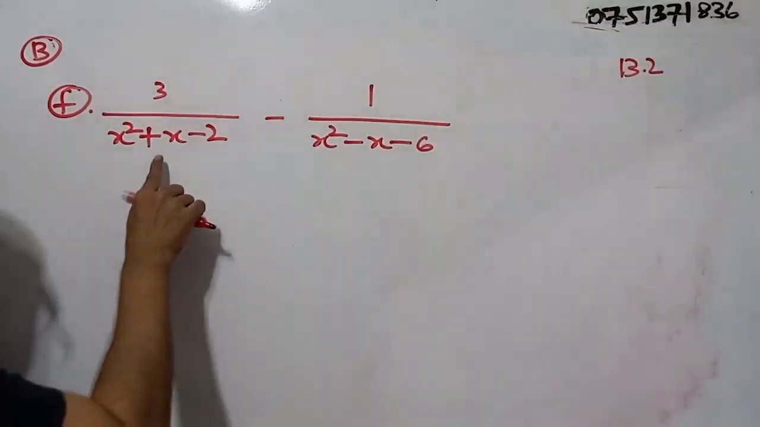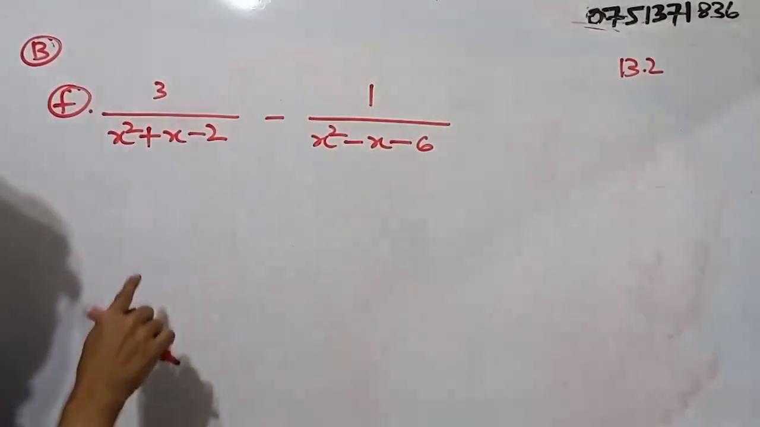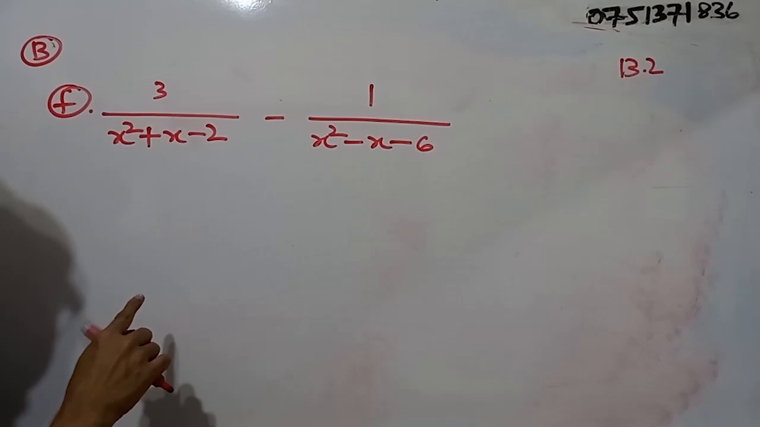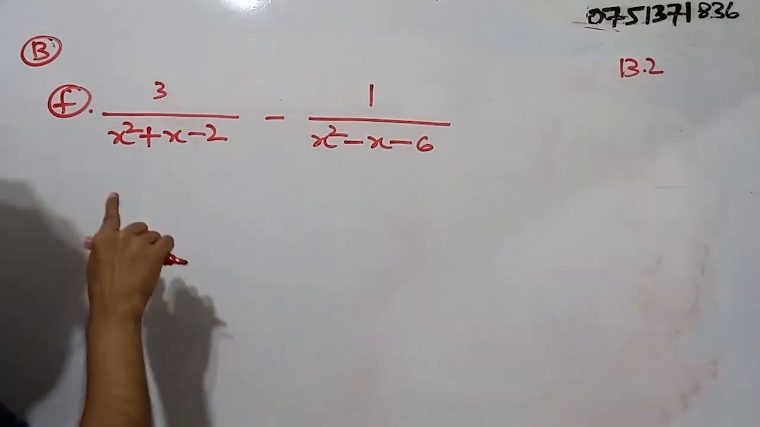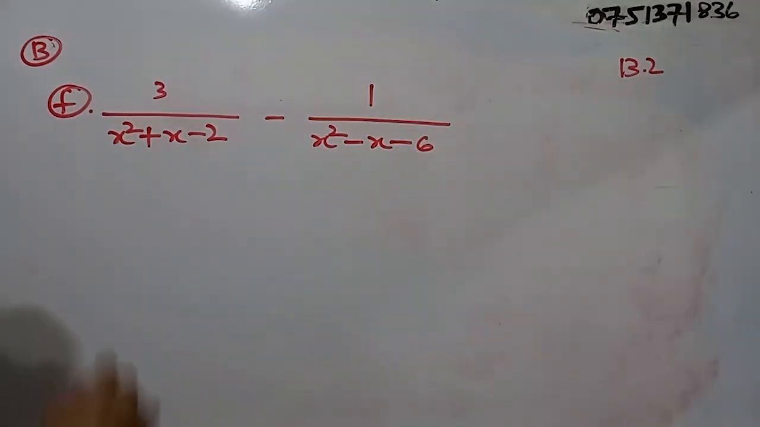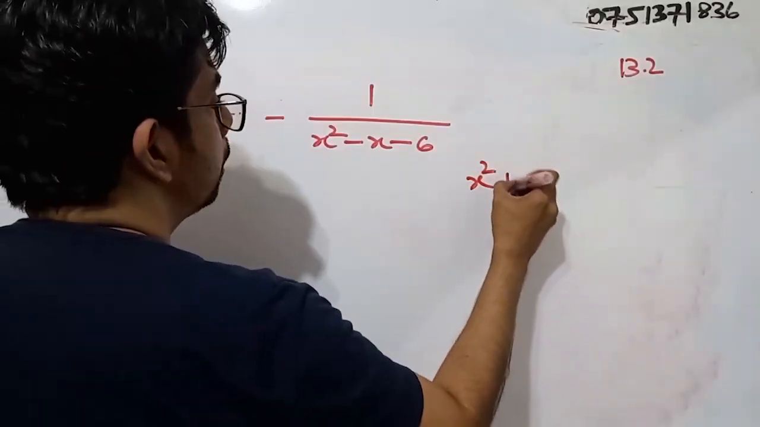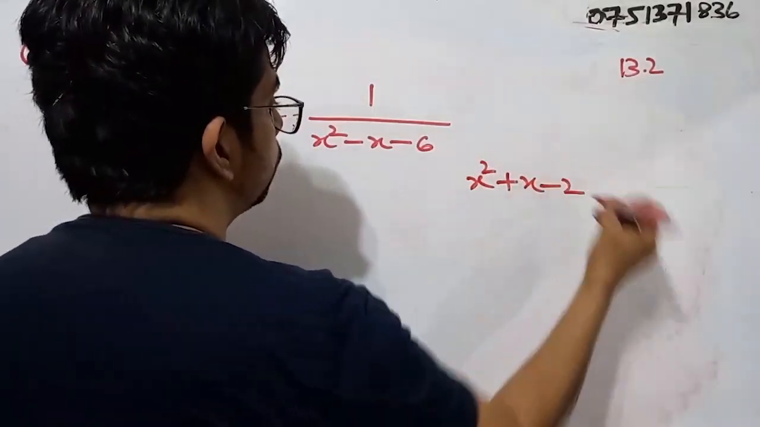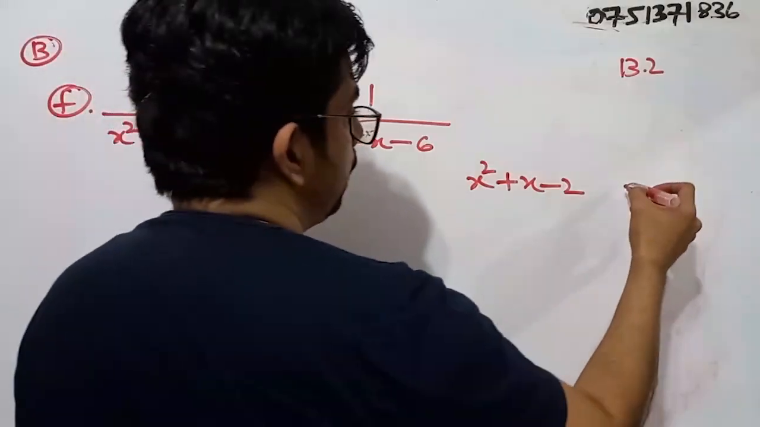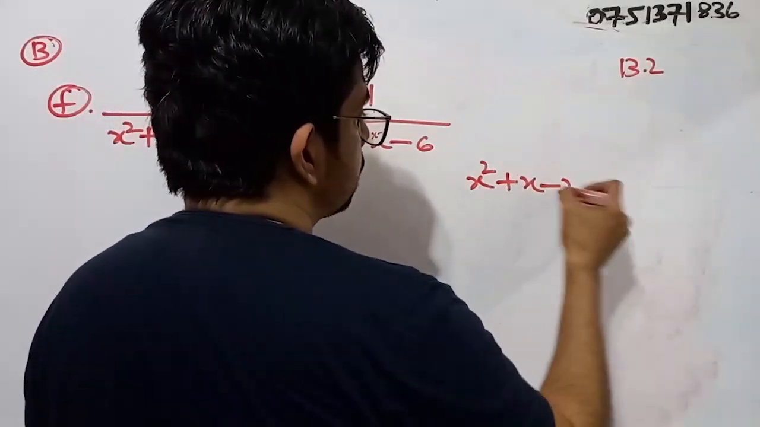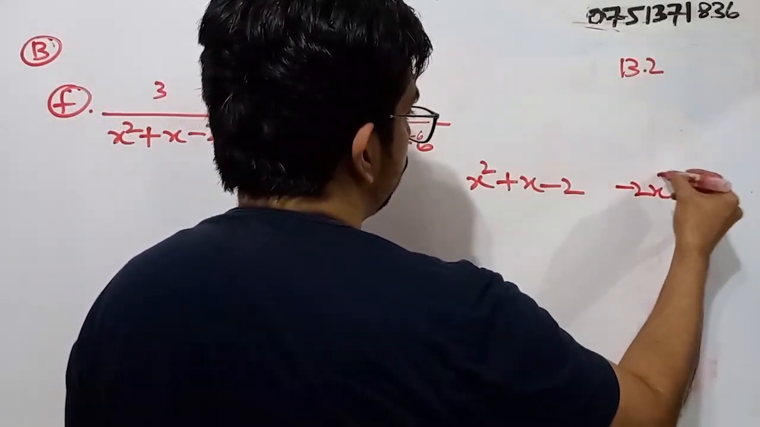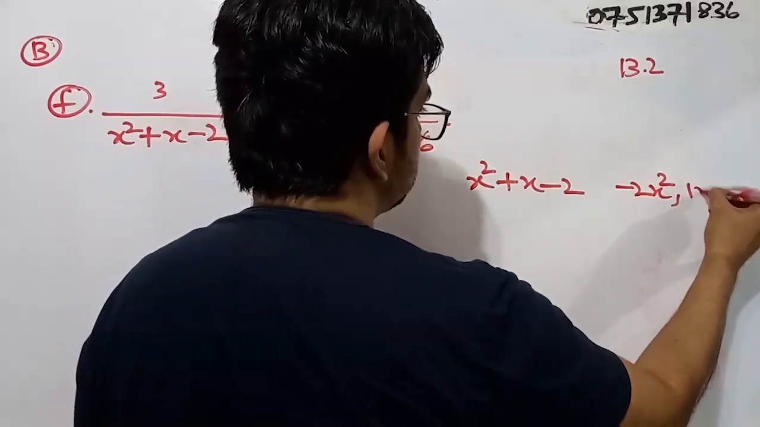Okay, so here we have two trinomial quadratic expressions. So it is better if we can factorize these. We will consider the first factor, x squared plus x minus 2. That means when we multiply the first term and the last term, we get negative 2x squared and the middle term is 1x.